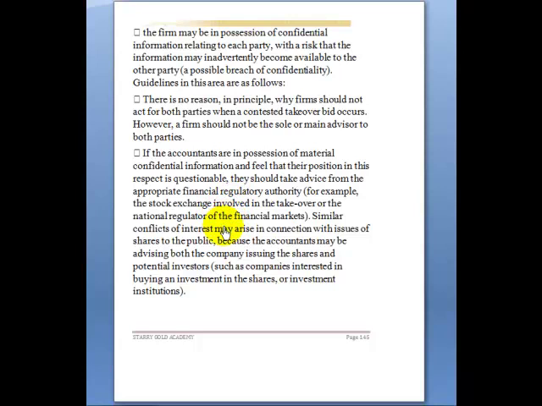Similar conflict of interest may arise in connection with issues of shares to the public, because the accountant may be advising both the company issuing the shares and potential investors, such as companies interested in buying the shares. So, conflict of interest will definitely arise in a situation like that. You have to be very, very careful as an auditor when it comes to advising companies on issuing shares and buying shares. So we are saying that it's important that the accountant is not the sole person or sole body giving advice, so that there could be checks and balances.